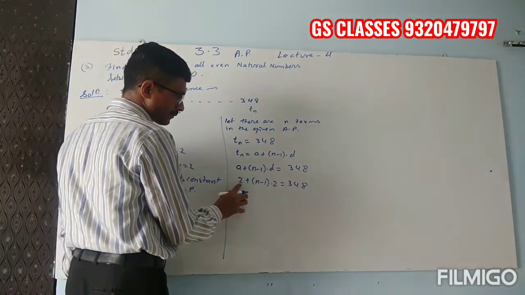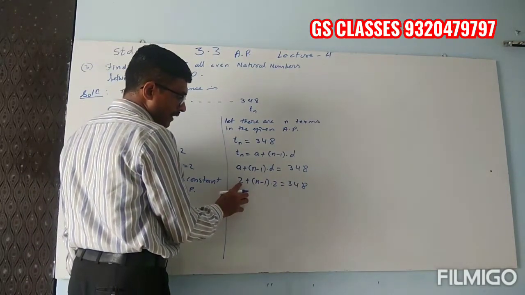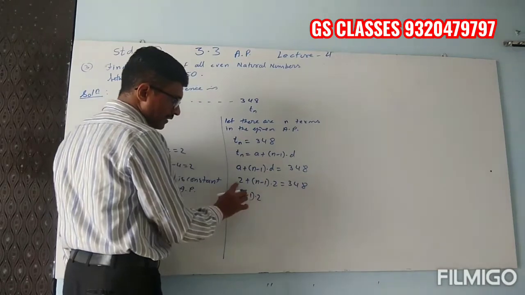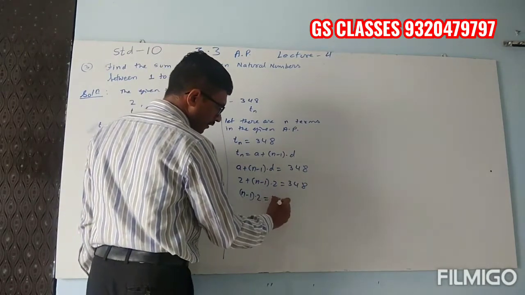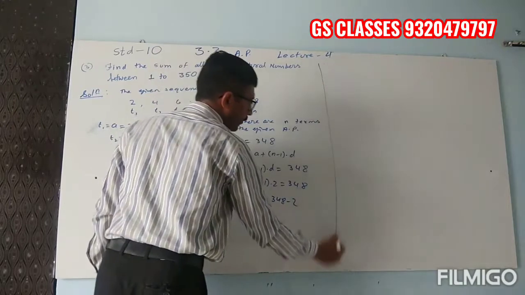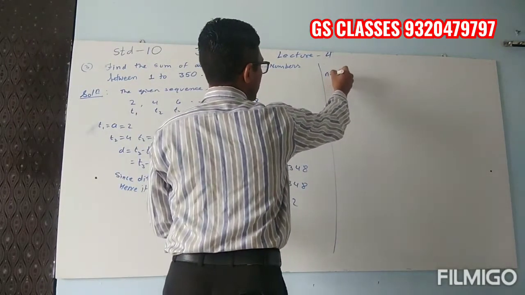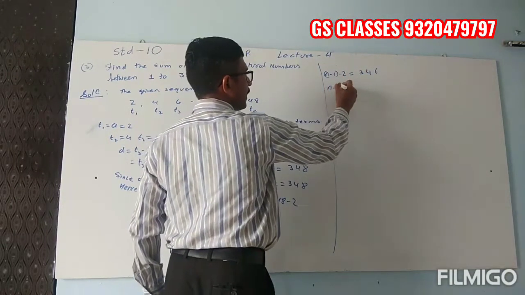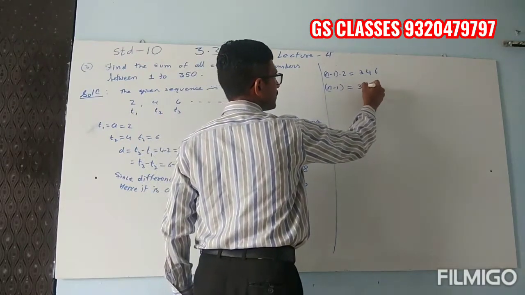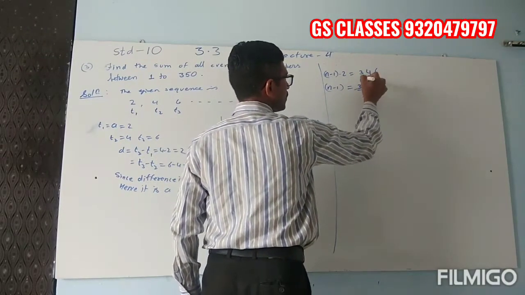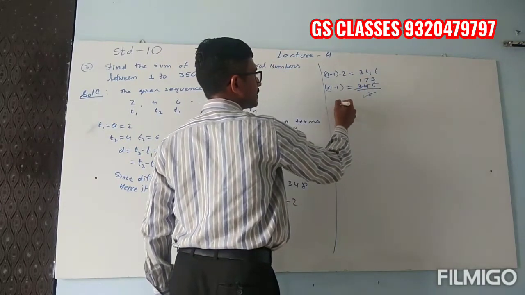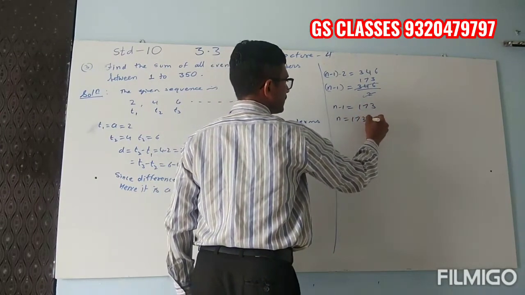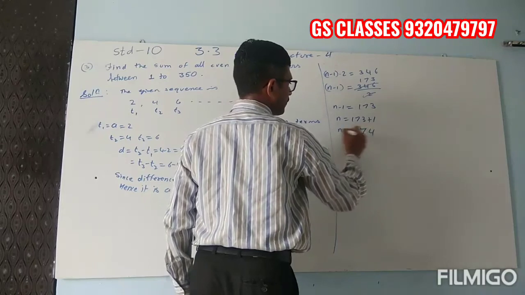Now children, suppose I write this n minus 1 into 2 as it is, and this 2 I am taking to the other side: 348 minus 2. Now it will become n minus 1 into 2 equals 346, so n minus 1 equals 346 by 2. 2 1s are 2, 2 7s are 14, 2 3s are 6, so n minus 1 is 173. n is 173 plus 1, n is 174.